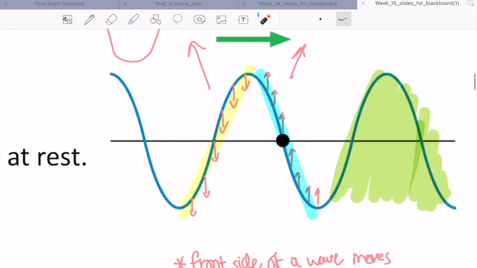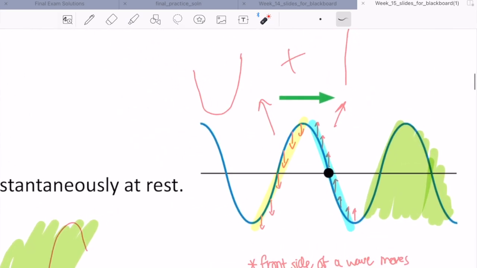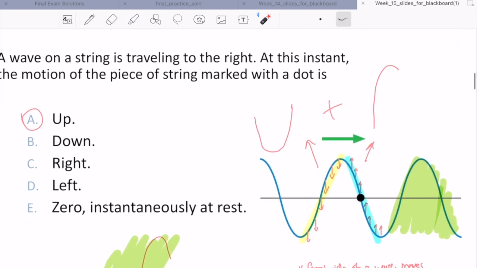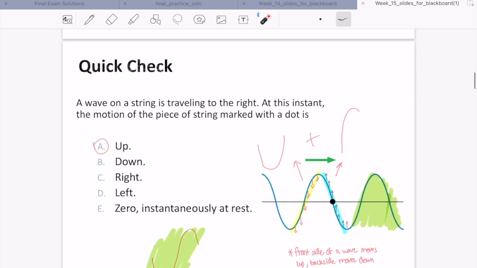And so basically here, what did I want to say? Shoot. I don't remember, but that's just the gist of what's going on here.